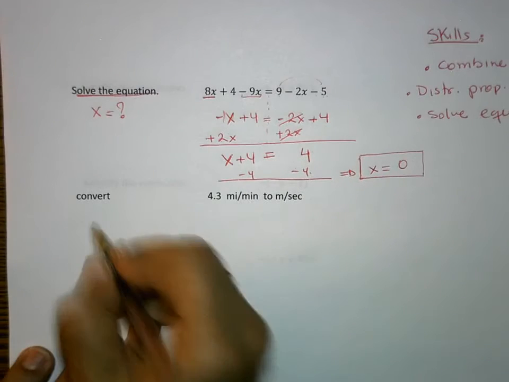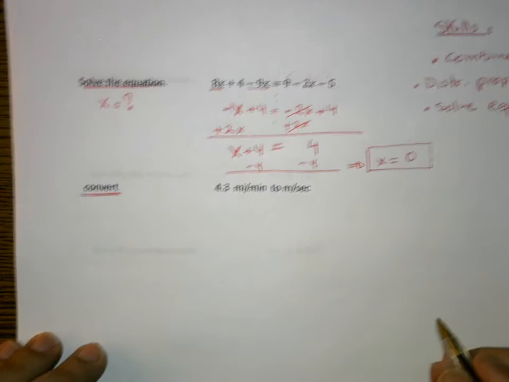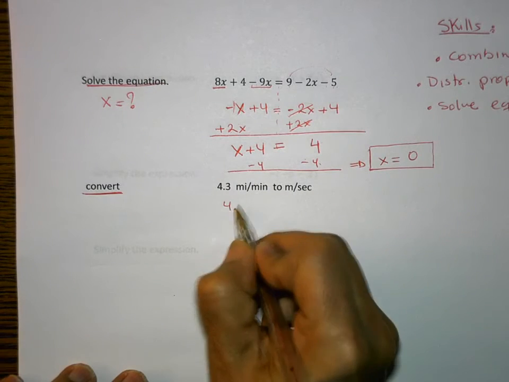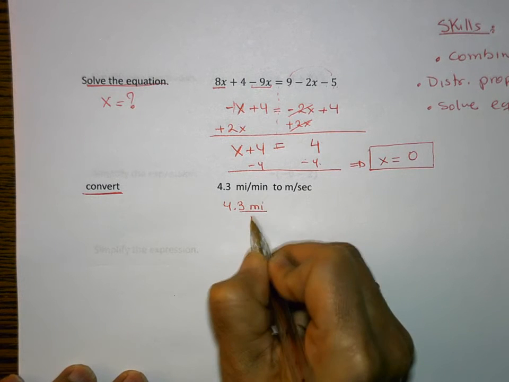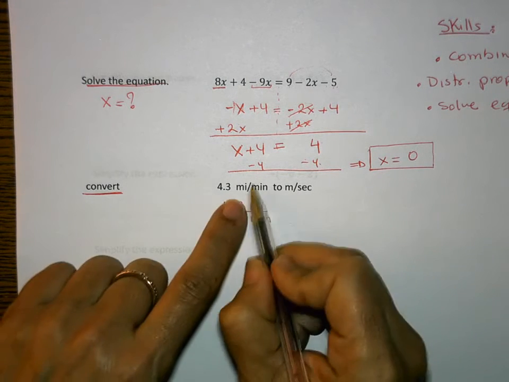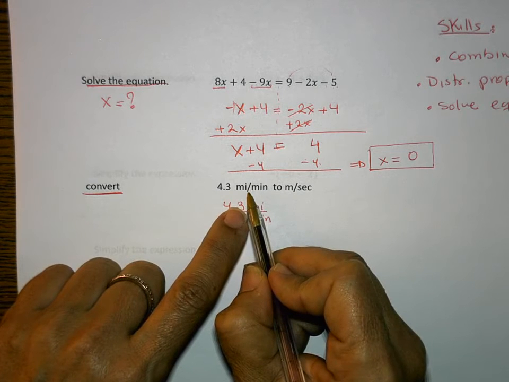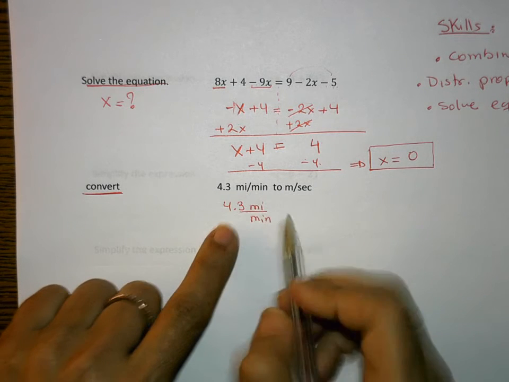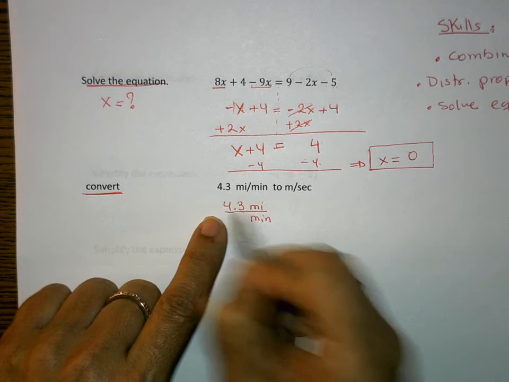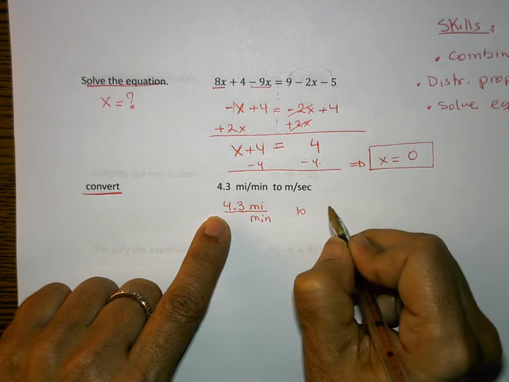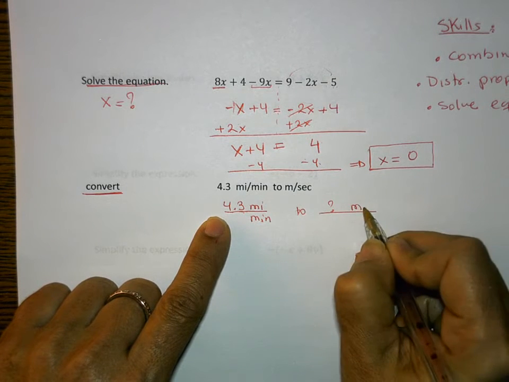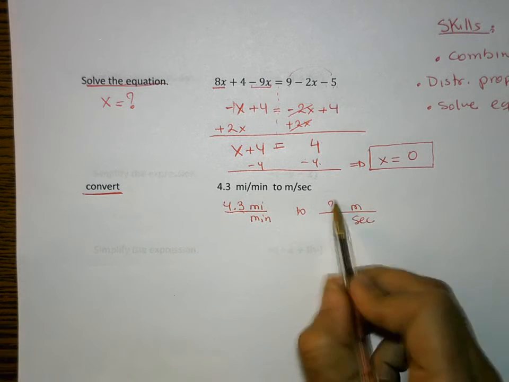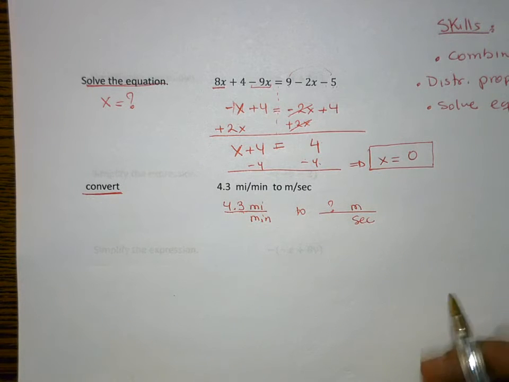Okay, you're also going to be asked to convert things. And here it's asking to convert 4.3 miles per minute. So remember, this little bar over here represents the division bar or the fraction bar. They want us to go from 4.3 miles per minute to something of meters per second. So we just have to find what value that is.